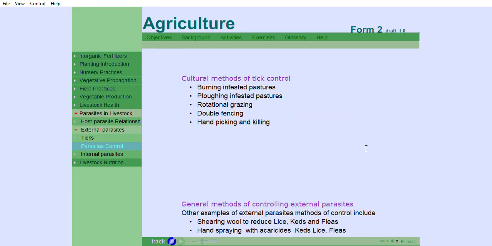Cultural methods of tick control. Burning infested pastures, plowing infested pastures, rotational grazing, double fencing, and hand picking and killing.